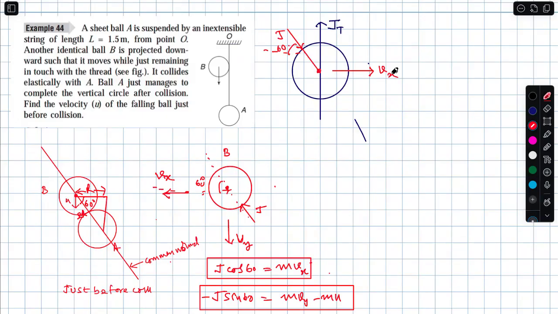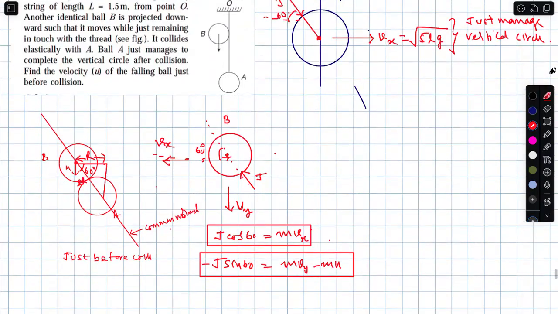It is connected to the string A. So both will have Vx. And I know Vx also. Because it just managed to complete the vertical circle, so Vx is root 5Lg.